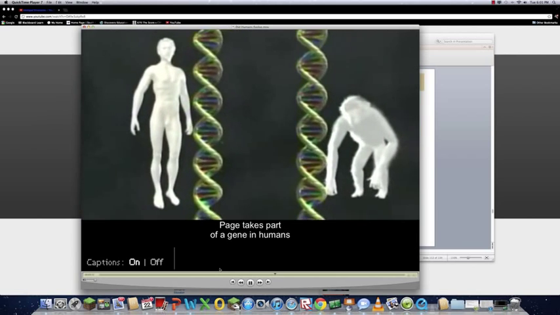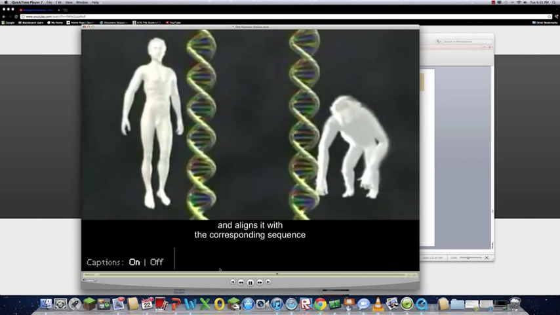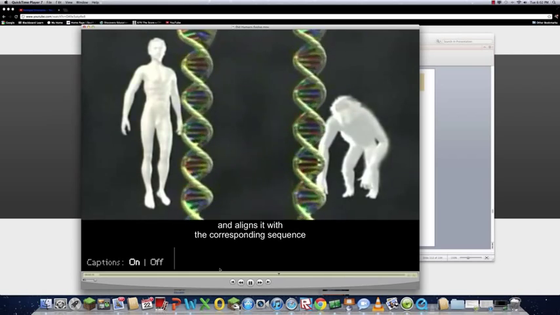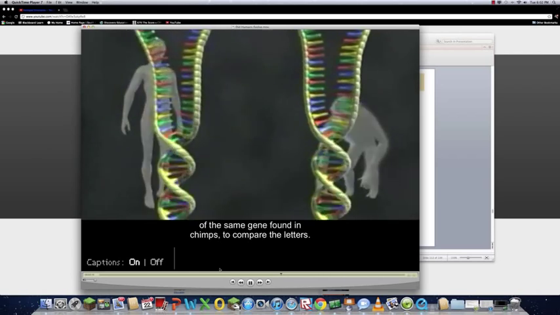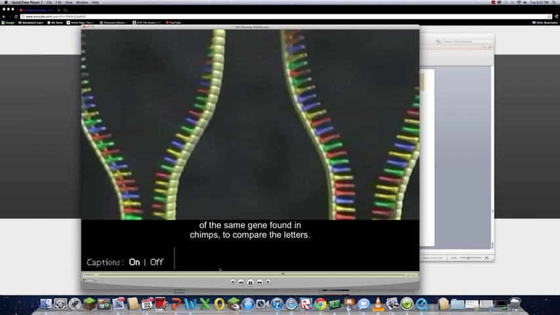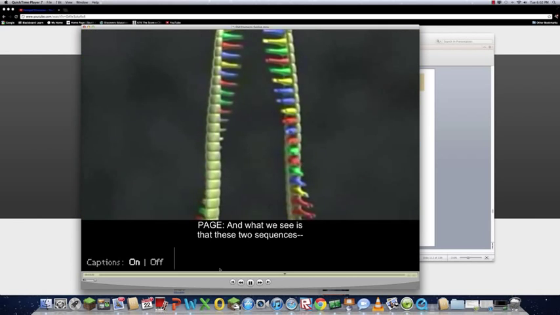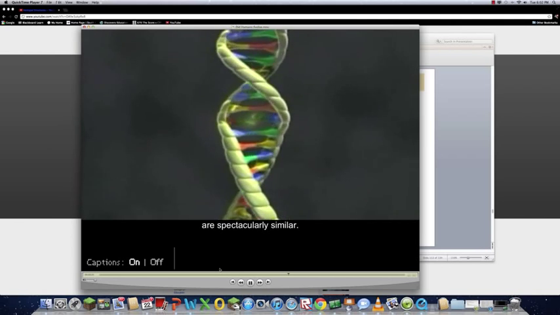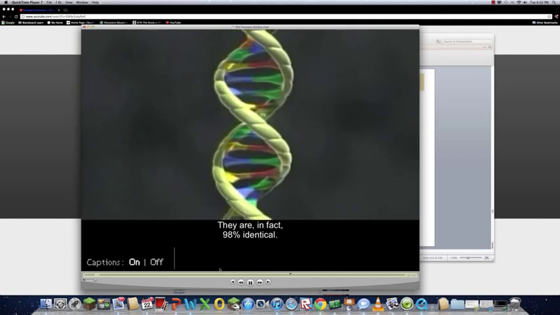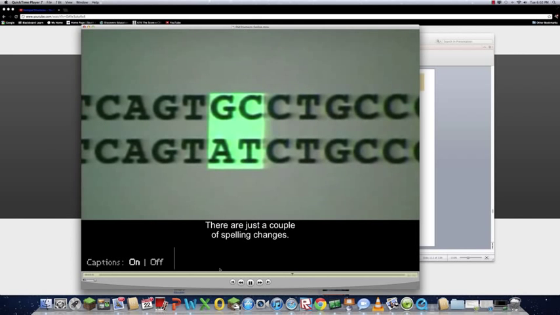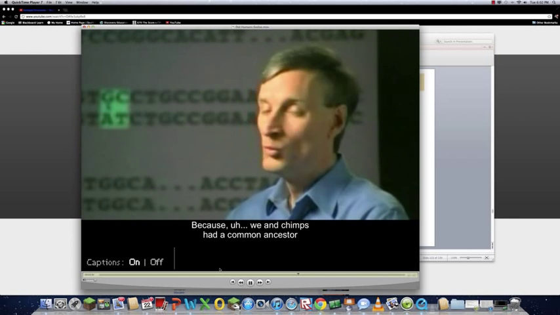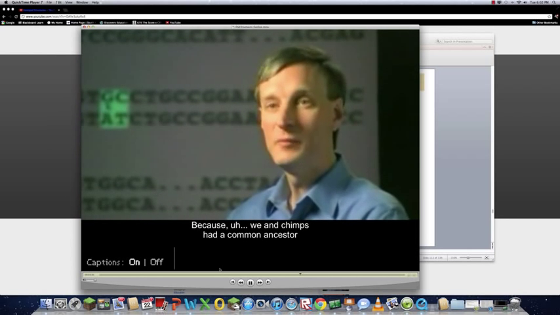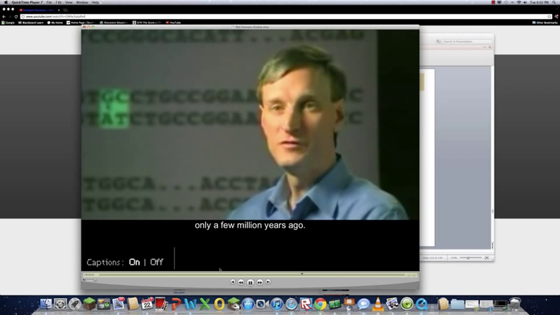Page takes part of a gene in humans and aligns it with the corresponding sequence of the same gene found in chimps to compare the letters. And what we see is that these two sequences, the human and chimp sequences, are spectacularly similar. They are, in fact, 98% identical. They're just a couple of spelling changes. Why are there only a couple of spelling changes? Because we and chimps had a common ancestor only a few million years ago.